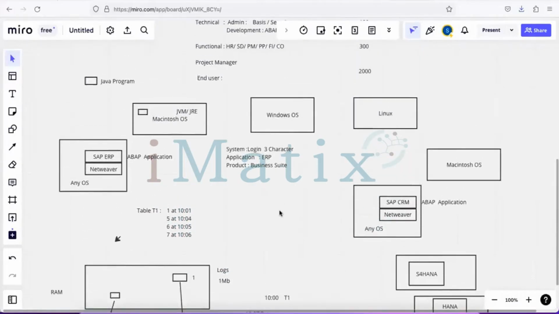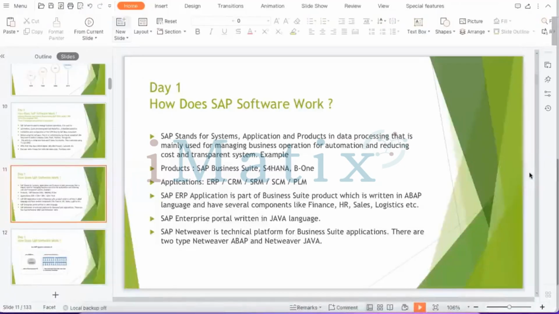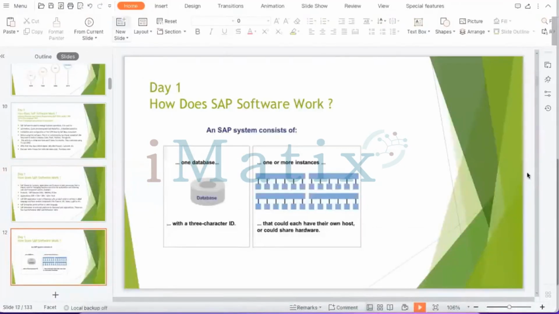This is something related to HANA that we have discussed. Now, what is a SAP system? A SAP system is a combination of one database plus one or more instances, and it is represented by 3 characters.